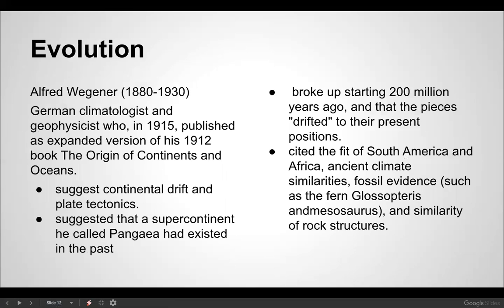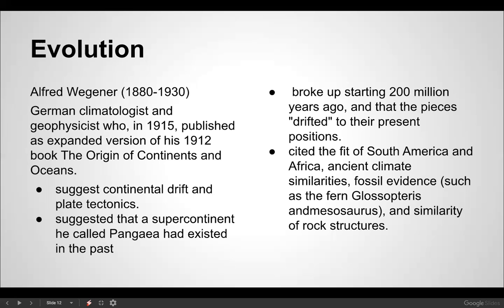Alfred Wegener, the German climatologist and geophysicist, in 1915 published an expanded version of his 1912 Origin of the Continents and Oceans, which suggests continental drift and plate tectonics. That means the continents were once together and then split apart, which means you would have the same fossil evidence when they were together, and then when they split. For example, in Africa and South America, if they were together, they would have the same fossil record.